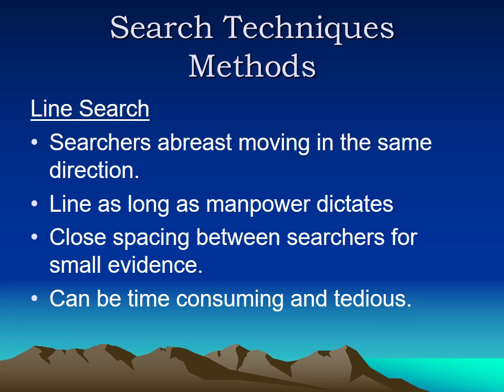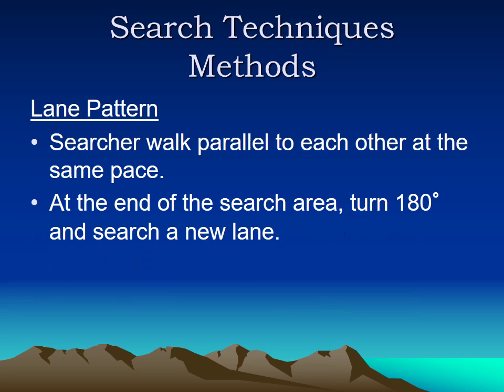Another search method is a line search. In a line search, the searchers move abreast of each other, going in the same direction. The line of searchers is as long as the available manpower dictates, and the spacing between the searchers will depend on what is being searched for. For an evidence search, the spacing might be shoulder to shoulder. For searching for an unresponsive subject, the spacing may be many feet apart, depending on the vegetation, terrain, and weather. A line search can be both time-consuming and tedious.